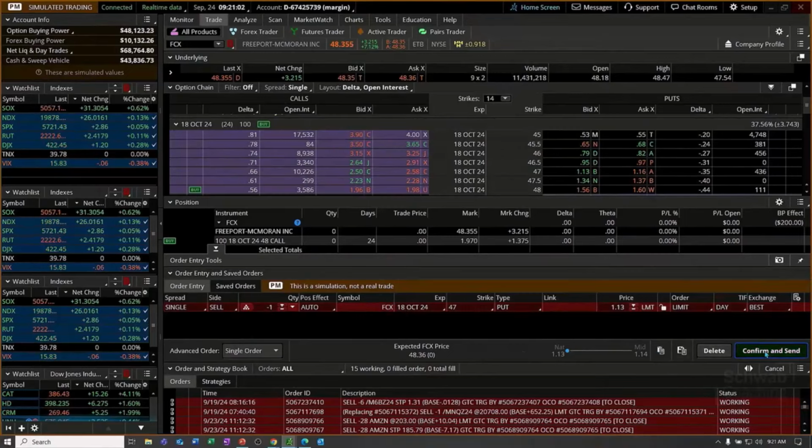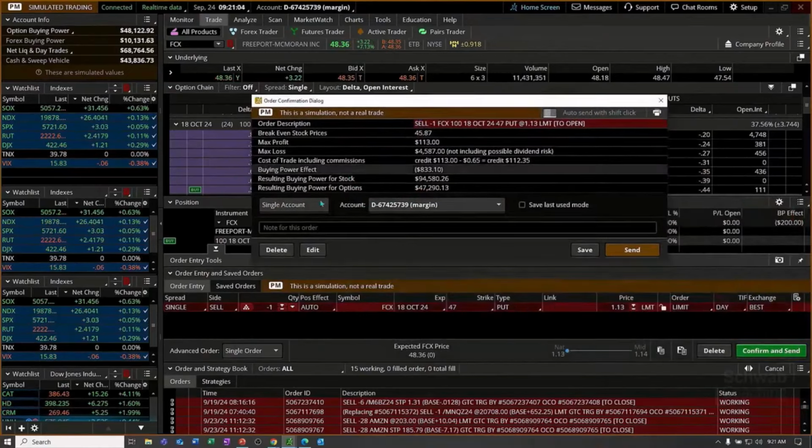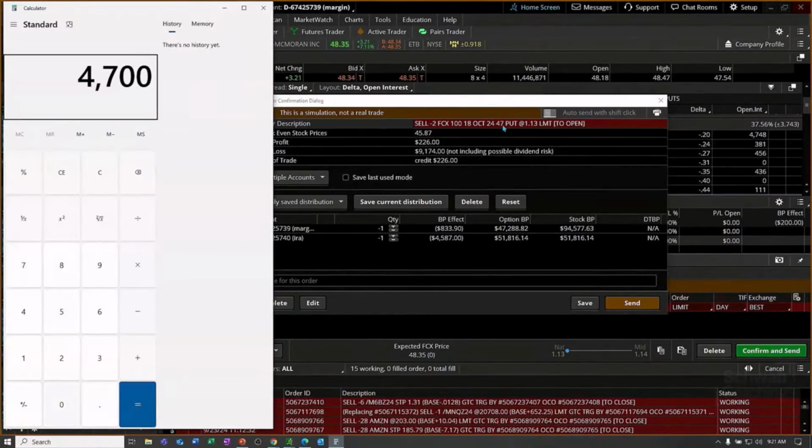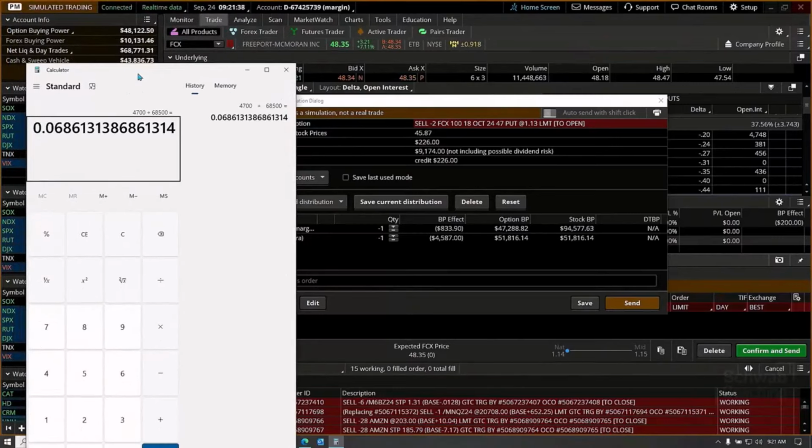What I'm going to do is go to confirm and send. And we're going to do this in both accounts. Multiple accounts there, okay? In the margin account, we're going to do one. Now, wait, why are you doing one? Well, the reason is we're going to assume that we're assigned to buy 100 shares at the strike price, which is $4,700 worth of stock. If we buy $4,700 worth of stock in a portfolio of $68,500, that is about 7% of the capital of the account, okay?